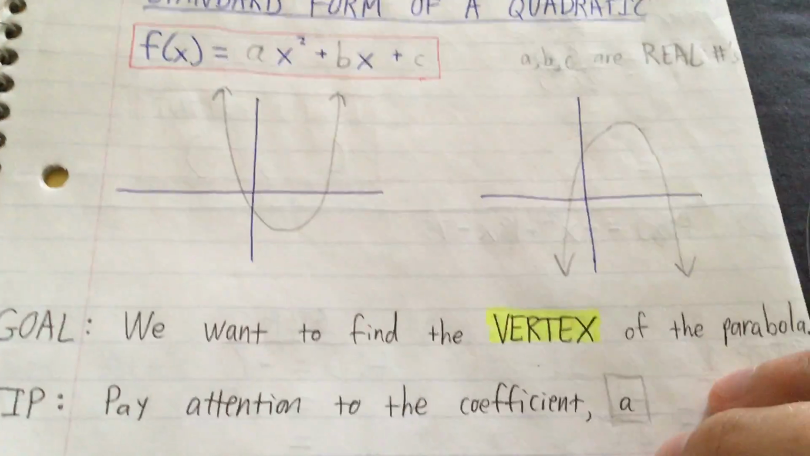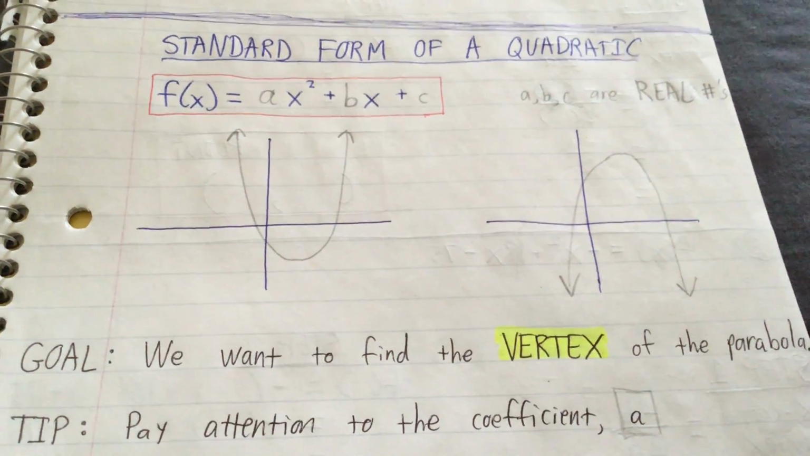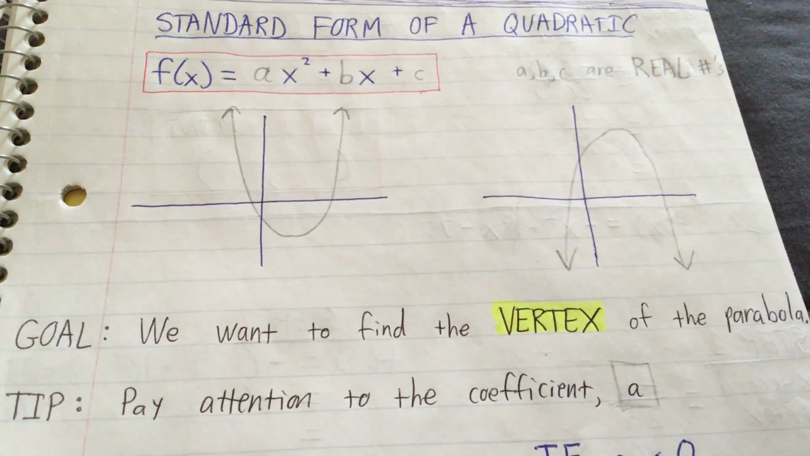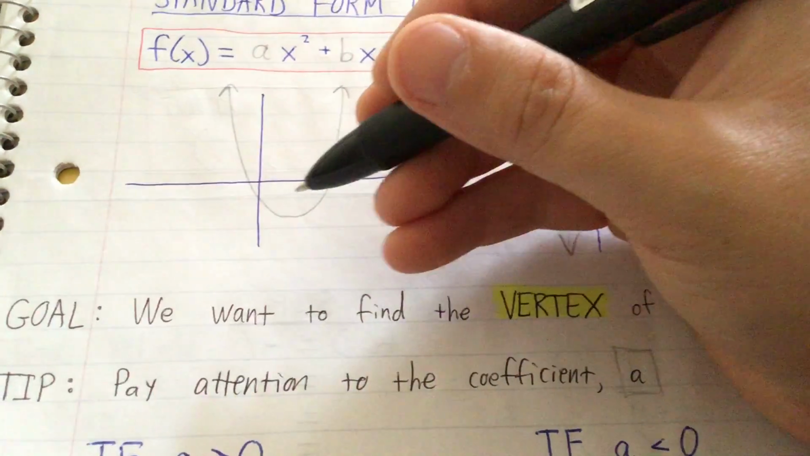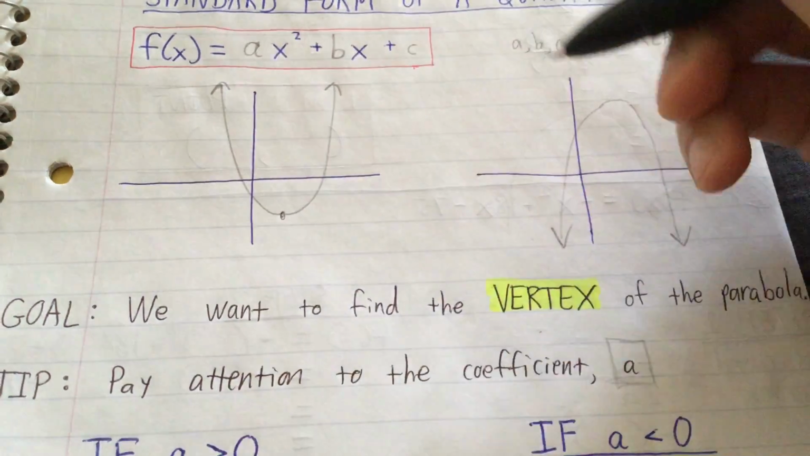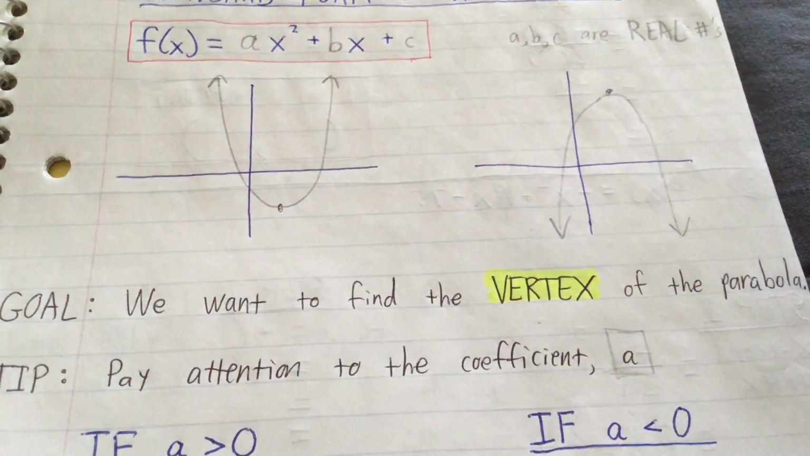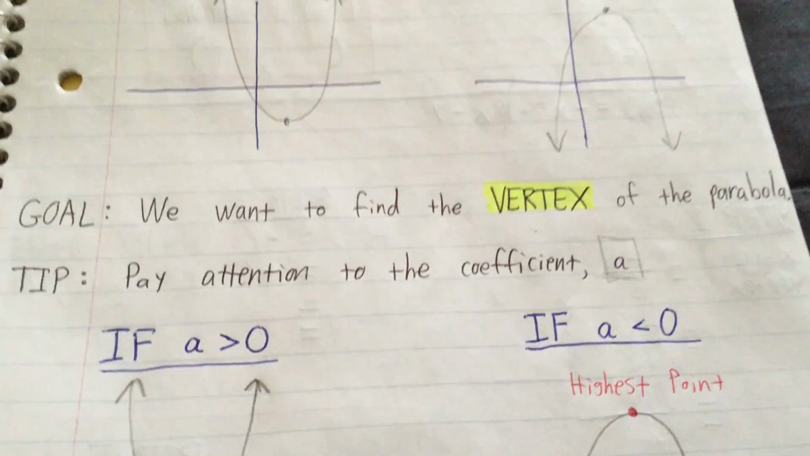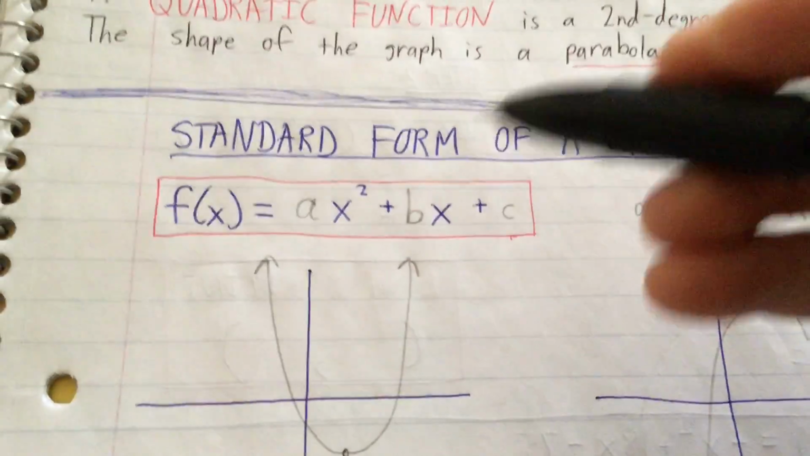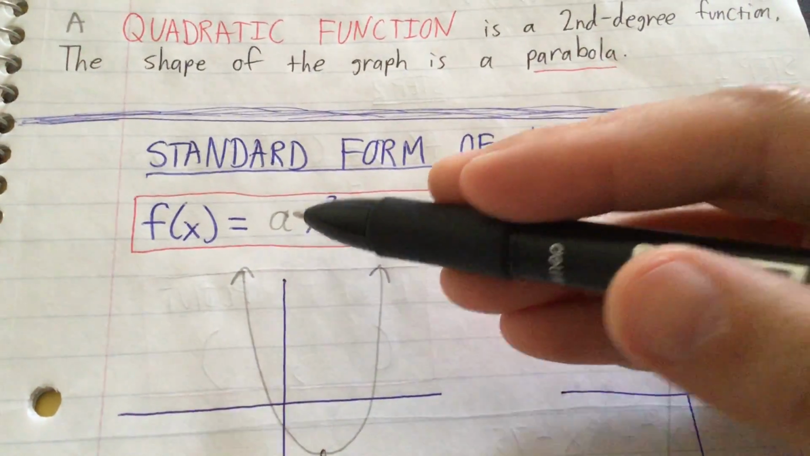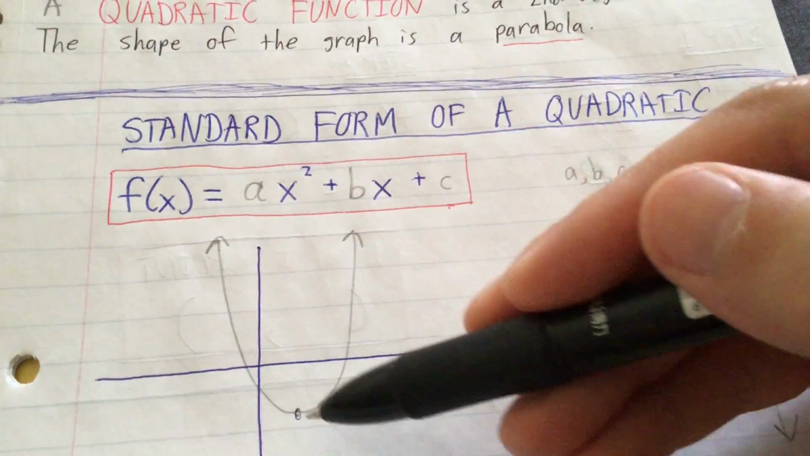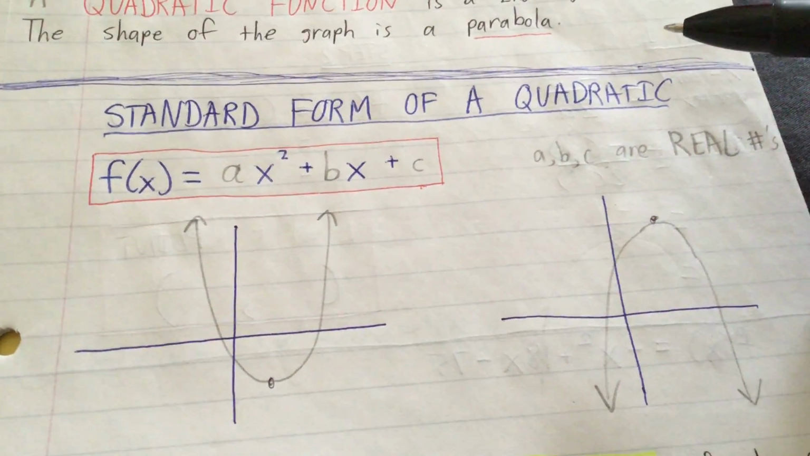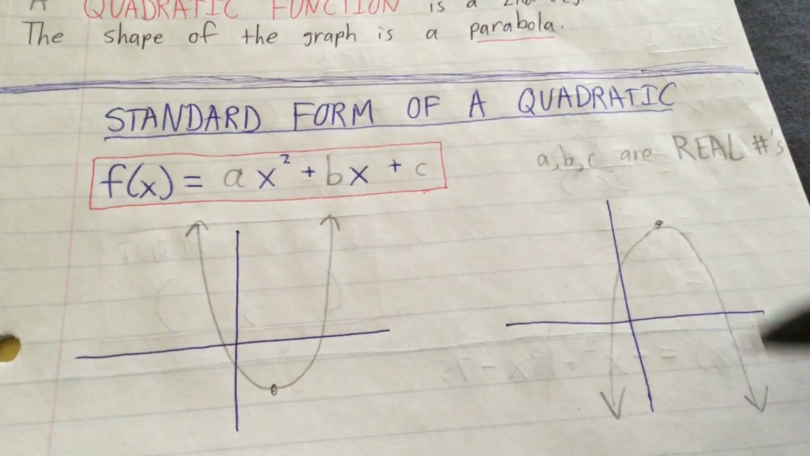So the goal for this particular unit, even though it's Algebra 2, we're going to do this with harder and harder problems. We want to find the vertex of the parabola. In other words, we want to figure out where the lowest point is or where the highest point is. In particular, we pay attention to the a, the coefficient of ax squared. The ax squared tells us whether it's going to be a standard parabola or a reflected parabola, or as my 11th grade teacher used to tell us, happy face parabola or sad face parabola.